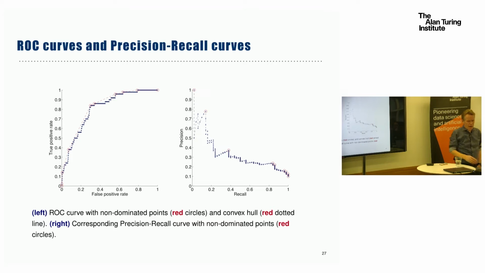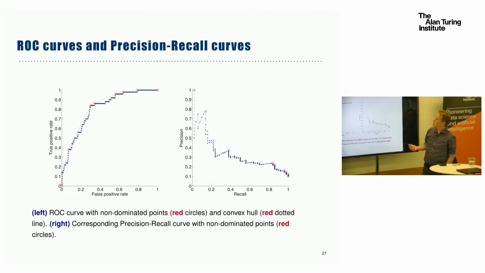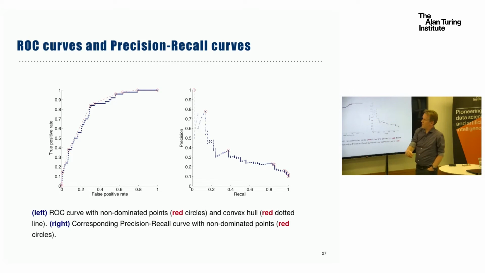Going a little bit further about the curves. On the left is a ROC curve. On the right is a precision recall curve. It's not very easy to see, but the blue dots are basically the ROC curve, or a curve is really a selection of points. The red circles are points that are on the convex hull, so they are like on the Pareto front, if you will, with the dotted red line interpolating there.